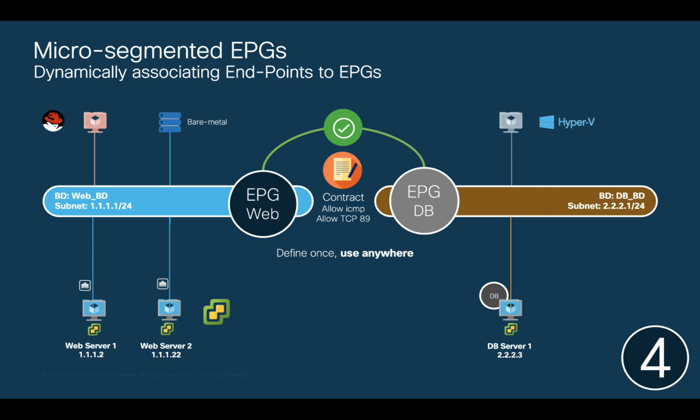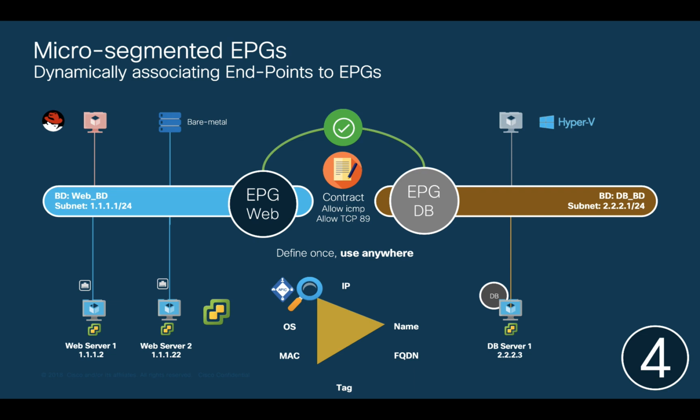With ACI, you can also configure a special type of EPG called microsegmented EPG. This is useful when you want to automatically associate an endpoint to an EPG based on its attributes such as IP address, operating system, tags, FQDN, name, and more.